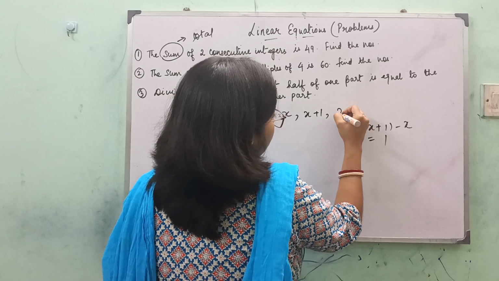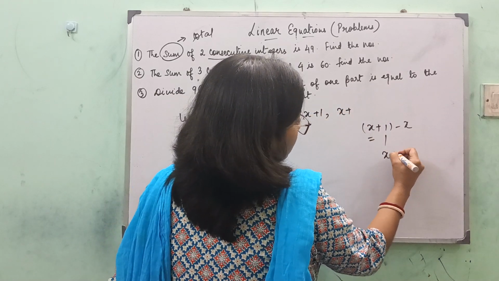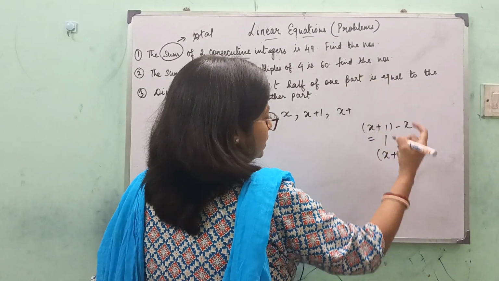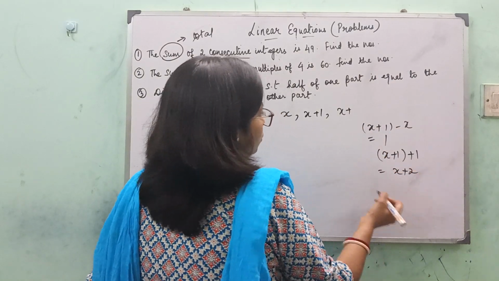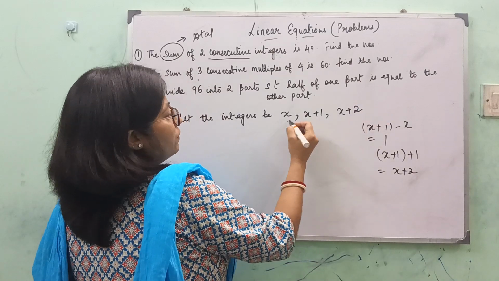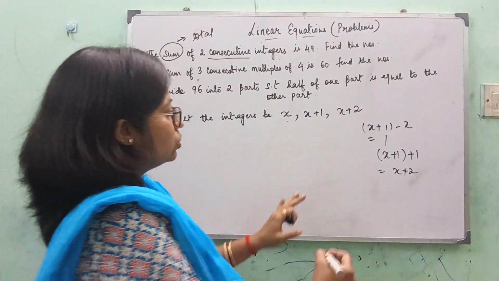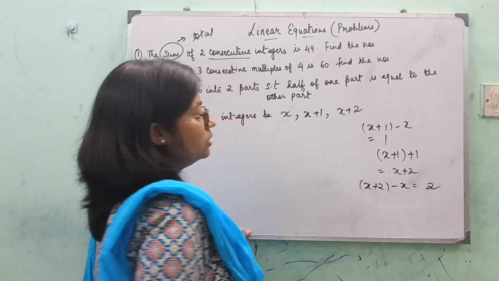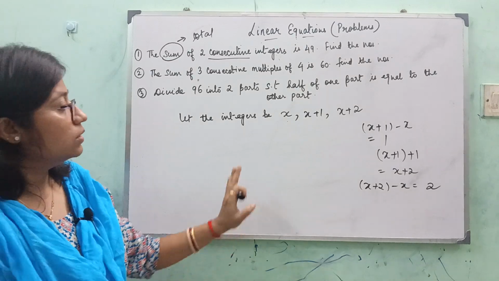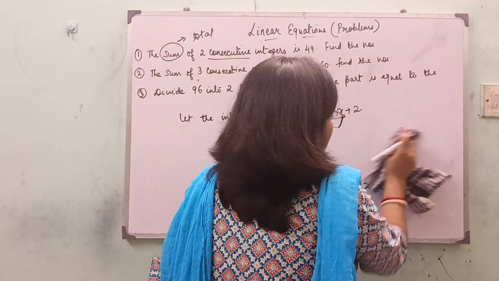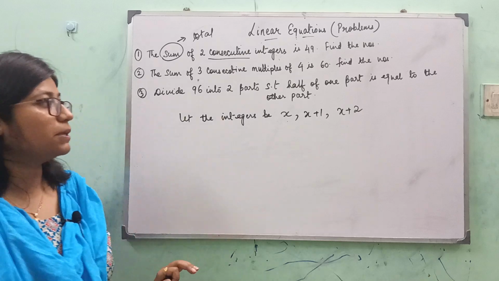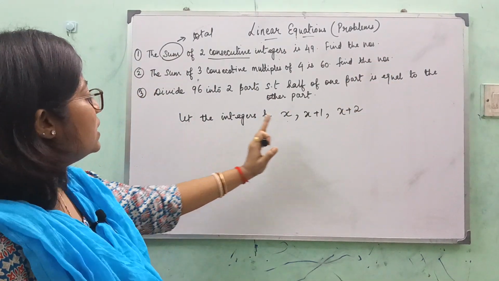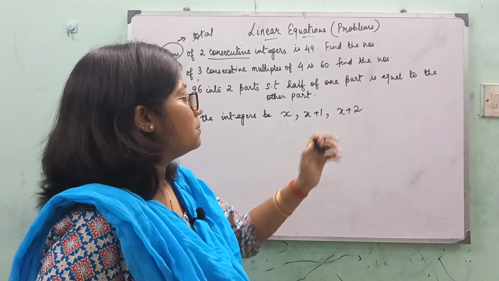Again, x plus 1 is the second integer. The next one will be x plus 1 plus 1, that is x plus 2. I told you the first and the third one will have a difference of 2, and x plus 2 minus x is 2. So if you are asked for three integers, you will take x, x plus 1, x plus 2. If it is more than that, then x plus 3, x plus 4 and so on.